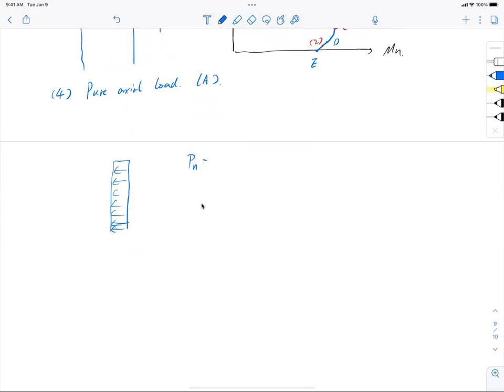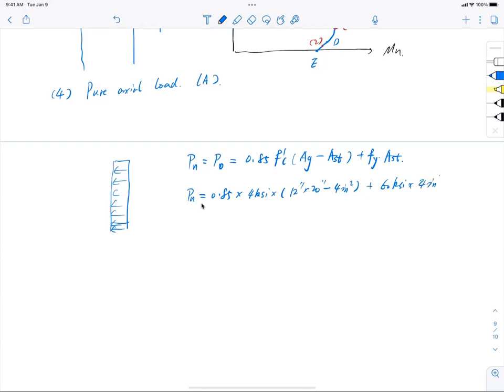And I know, now guys, this is a bit different from the previous lecture. This axial loading, P naught, equals 0.85 f'c, bracket inside is Ag, the gross section, minus Ast, the reinforcement area, plus fy Ast, okay? And now I can bring the numbers in, so Pn equals 0.85 and 4 ksi, and then multiply Ag, gross section 12 inch multiply 20 inch, minus 4 inch square of number 9 bars, plus 60 ksi, and then 4 inch square of steel. And then I have a total axial load of a very large number, 1,042 kips.